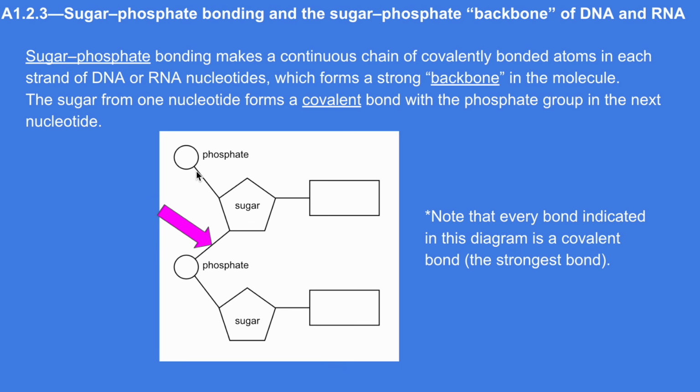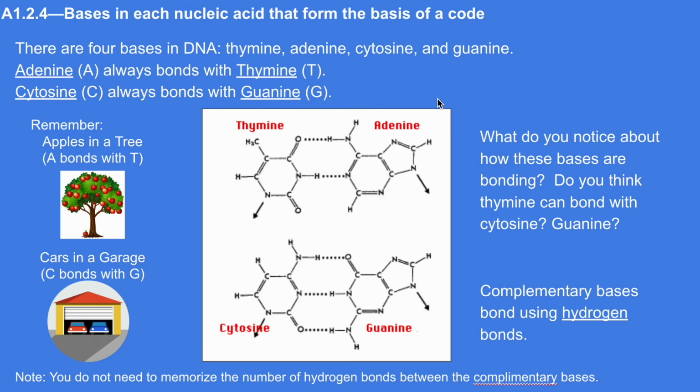Okay, this sugar phosphate backbone, okay, phosphate sugar, this nucleotide will bond with this nucleotide through a formation of this bond. These are all covalent bonds that you can see here. Okay, this is a super strong backbone, whereas we're going to see that we have two bases that are going to bind with hydrogen bonds, which are weak bonds.